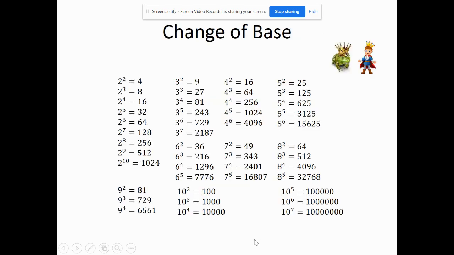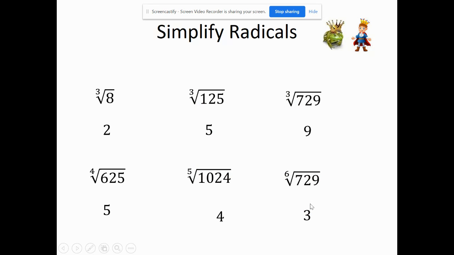And if you remember right, a while ago I did a 729. This time I'm looking for the 6th root. So I'm looking for a 729, and it appears right here. Not down here, the 9 cubed one, because I'm looking for the 6th root. So I'm using this one right here, 3 to the 6th. Okay, so that answer was 3.